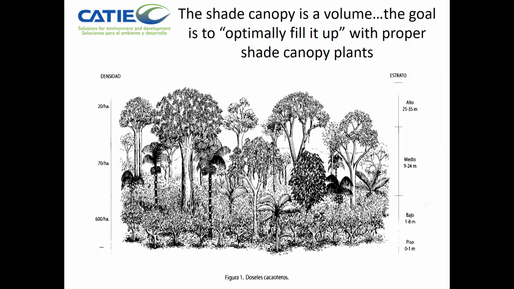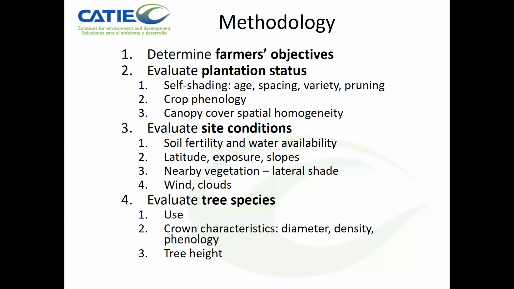many other aspects that are part of the methodology that I will talk more about. The methodology has really 4 big steps. You start by looking at what the farmer wants from his plantation, and the typologies tell you part of the story about what they want.